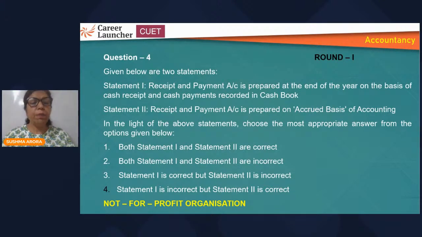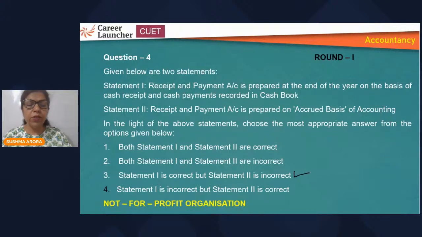Statement 1: Receipt and payment account is prepared at the end of the year on the basis of cash receipt and cash payment recorded in the cash book. And second statement: Receipt and payment account is prepared on accrual basis of accounting. See, there are two bases, cash basis and accrual basis, and receipt and payment account is based on cash basis, not on accrual basis. Income and expenditure account is prepared on accrual basis. So my dear children, think about it. Your answer will be 3.